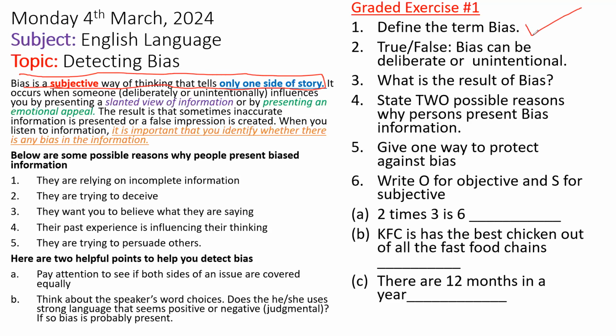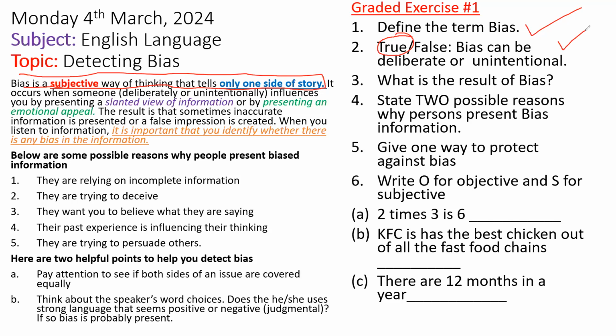Next question. True or false? Bias can be deliberate or unintentional. True. Very good. How many persons got that right? True. Bias can be deliberate or unintentional. So that means that you can be biased and know it, and you can be biased and you don't even know it, right?